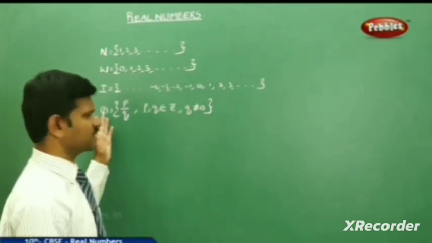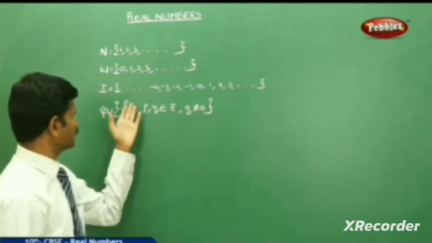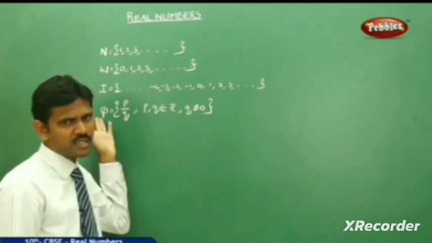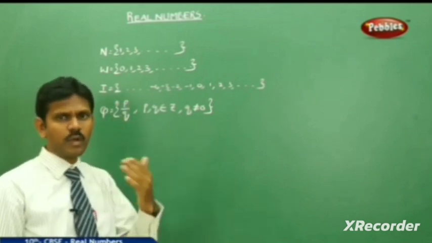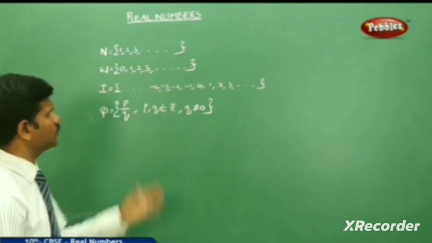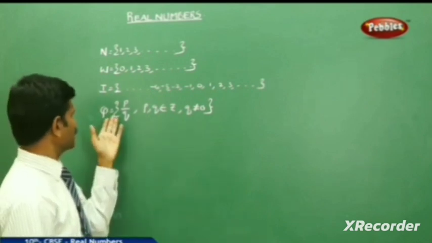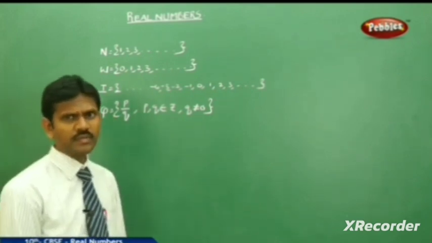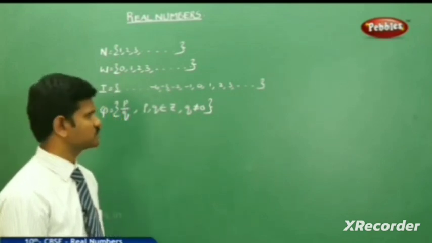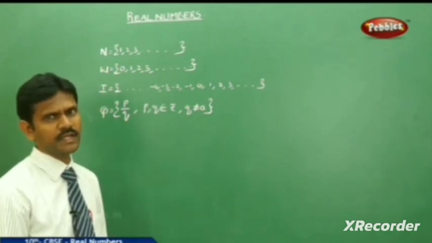Now we can discuss more about the rational numbers. Are all numbers of the form p by q rational numbers? Yes. The numbers which we can write in the form p by q we call rational numbers. Now see, every rational number can be expressed in two different forms, either terminating or non-terminating repeating.